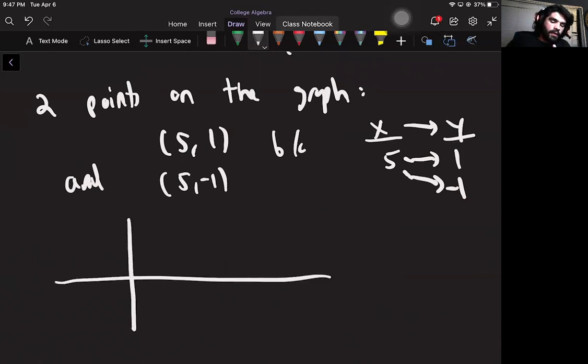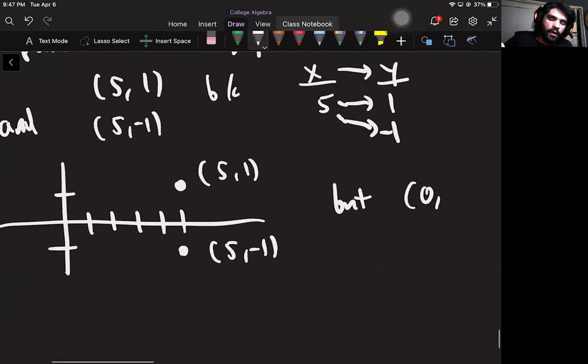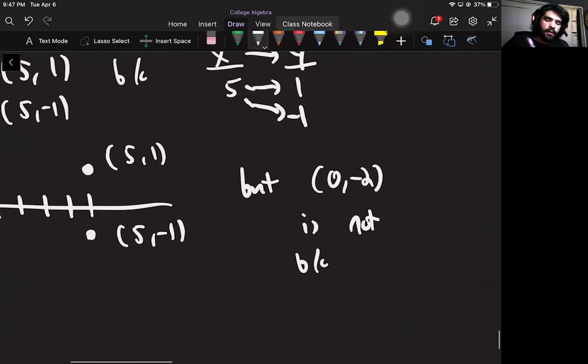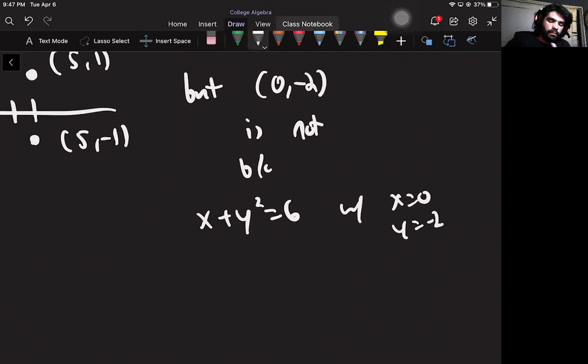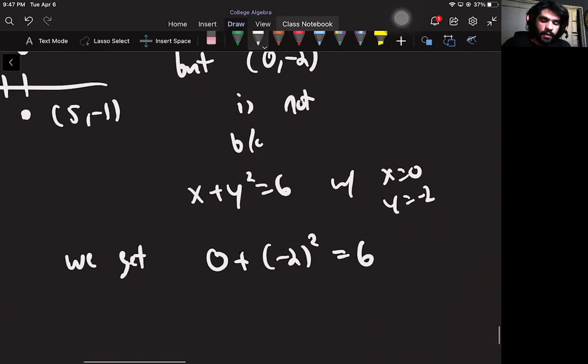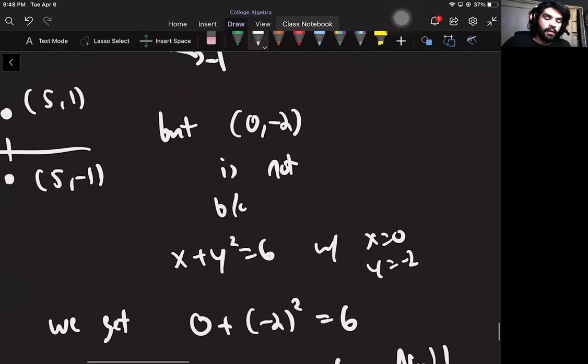And so if I want to draw these 2 points, I can. So this would be 5 comma 1 and 5 comma negative 1. These are both on the graph. But for example, 0 comma negative 2 is not. Again, same thing as before, because if I take my x plus y squared equals 6 equation and I use x equals 0, y equals negative 2, I'll get 0 plus negative 2 squared equals 6. Is this true? No, negative 2 squared is 4, because again, the negatives will cancel, and I'll get 4 equals 6. No. So that's why this is not on the graph.